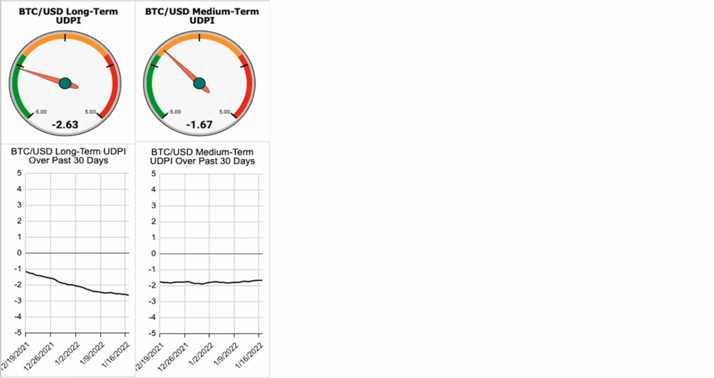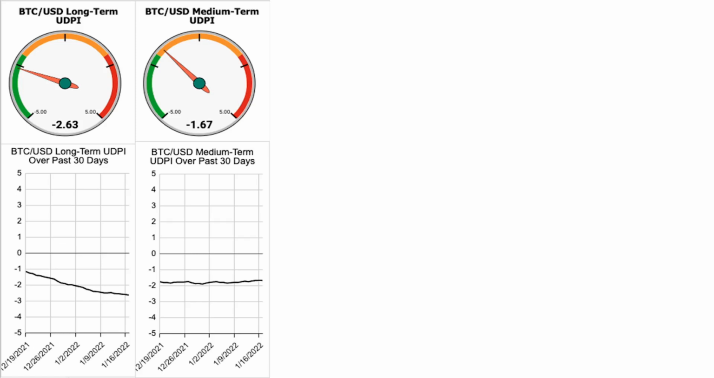So what I've got up here are the risk gauges for Bitcoin at the long and medium term. This is the UDPI, the upside downside potential indicator, which is our in-house risk indicator here on the channel. And it's scaled from -5 over on the left in green to +5 over on the right in red. And when you see a green reading, especially lower readings closer to -5, that indicates that risk is relatively low at that point. There's limited downside potential that the model considers to be realistic, but extensive upside potential. And the opposite obviously is true on the right.